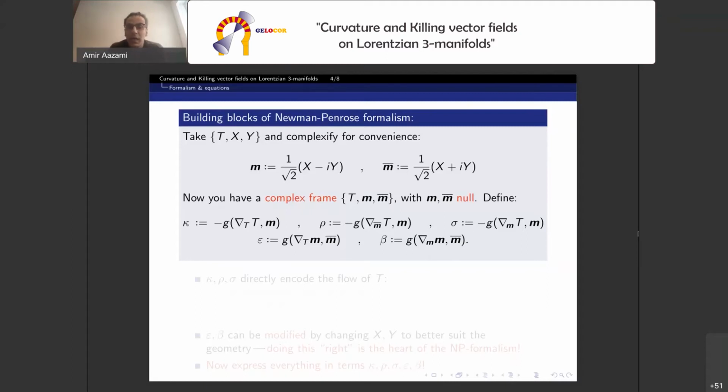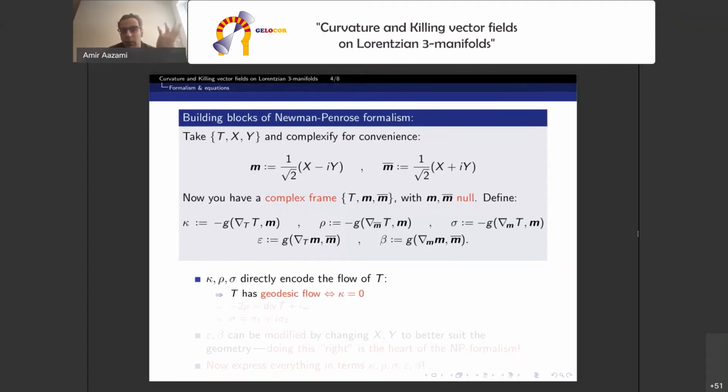Then one defines the all-important quantities in the NP formalism, the so-called spin coefficients. In the original 4-dimensional version of Newman and Penrose, there are 12 of these. Here there are only 5, so it's more manageable. Let me say a bit about these. The first 3 of them, kappa, rho, and sigma, directly encode those properties of the flow of T that I've defined in the previous slide.